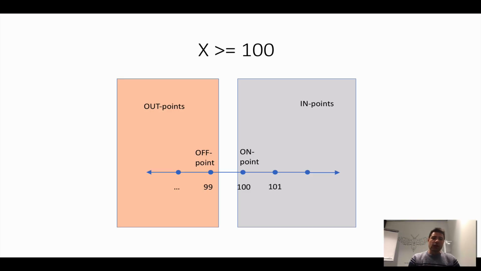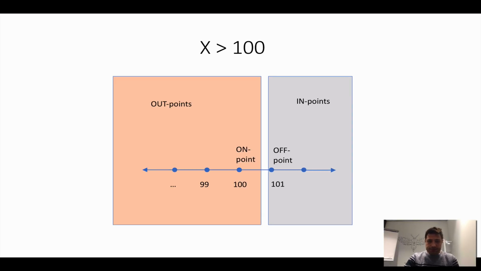The other way around, I have the off point, which is the first point that makes the on point to flip. So on point makes the condition true, the off point would make the condition false, and it's the first point that makes the condition false. In this case, it's 99, right? And then we have out points, and out points are points that make the condition to be false.